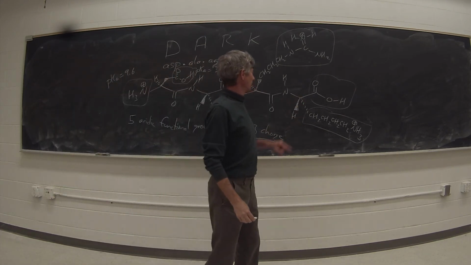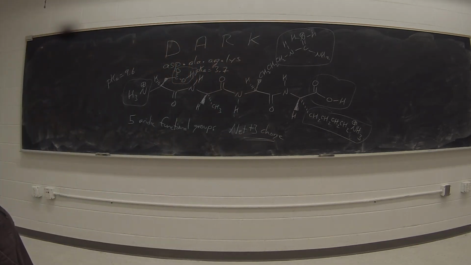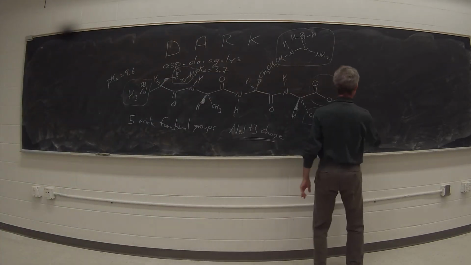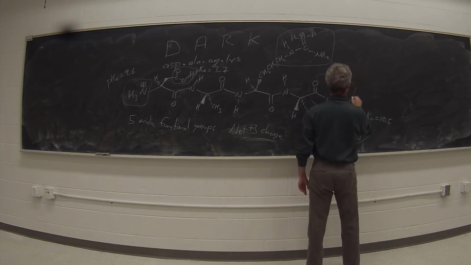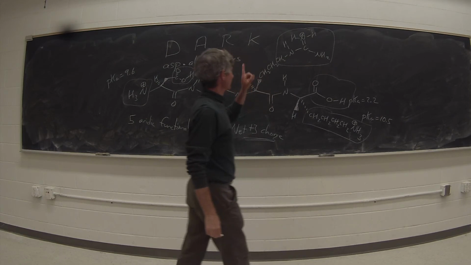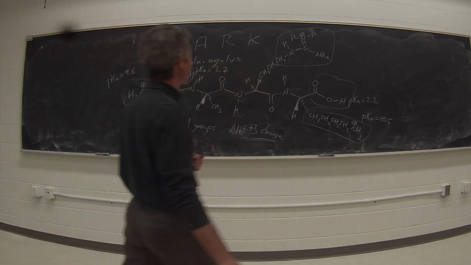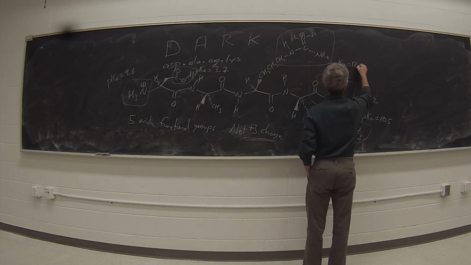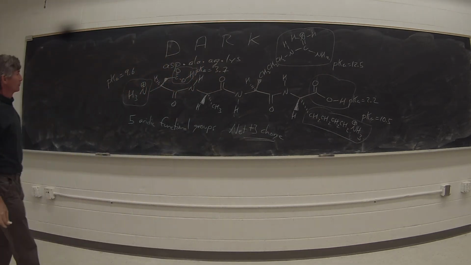The C terminus for lysine has a pKa of 2.2, and the acidic function here, the side chain, has a pKa of 10.5. And finally, the side chain of arginine, we already know, has a pKa of 12.5. Five acidic functional groups.